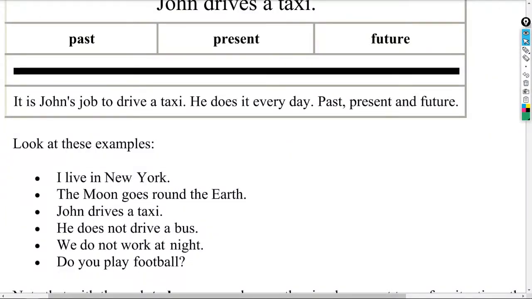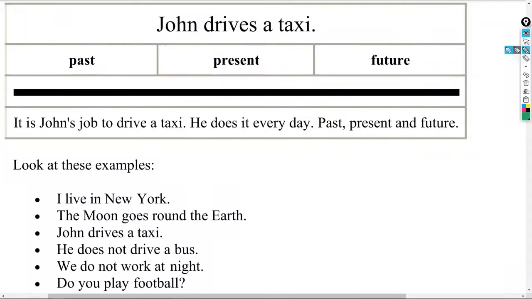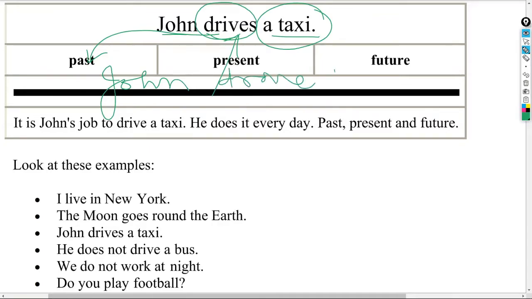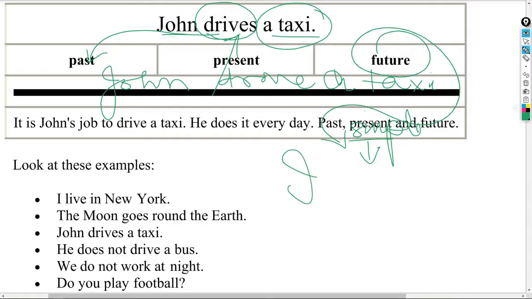John drives a taxi. So you see in this sentence, John is the subject, drive is the verb in present simple, a taxi is the object. Now when we are talking about the past form of the same sentence, what will be there? Then past simple will be John drove a taxi. When you are using the future tense, simple or indefinite, then what will be the form? The form will be John will drive a taxi.